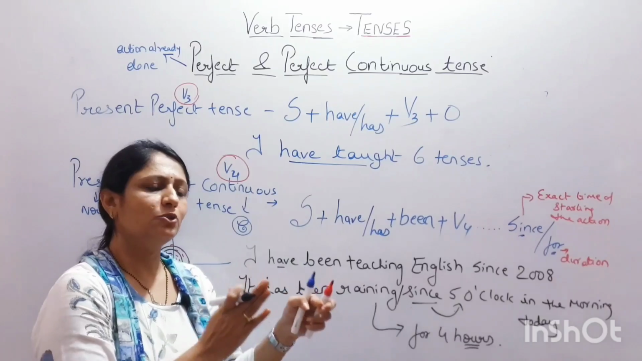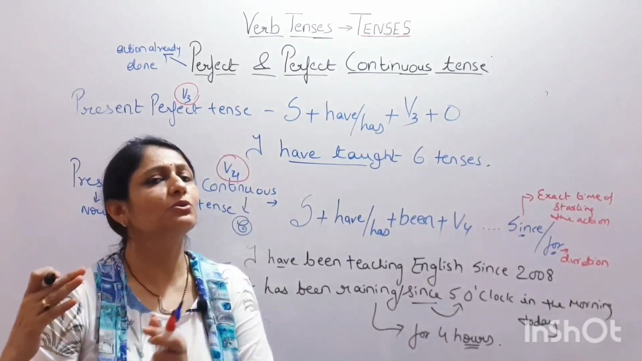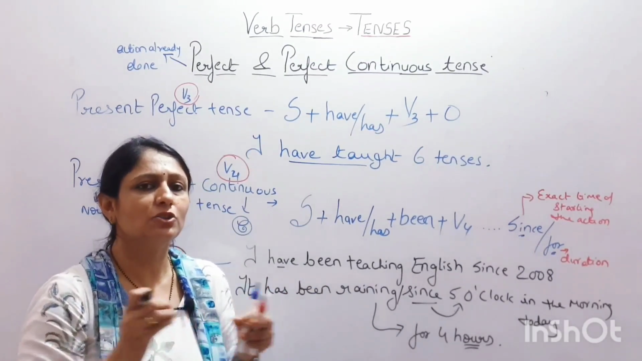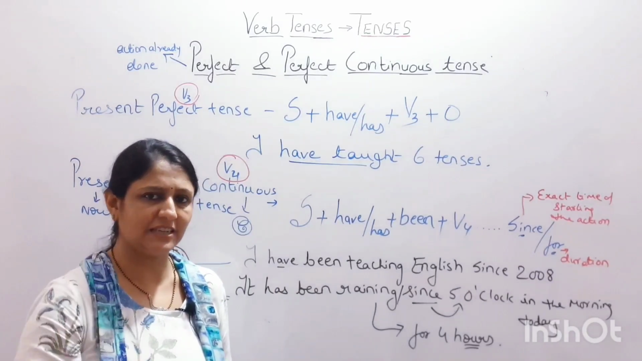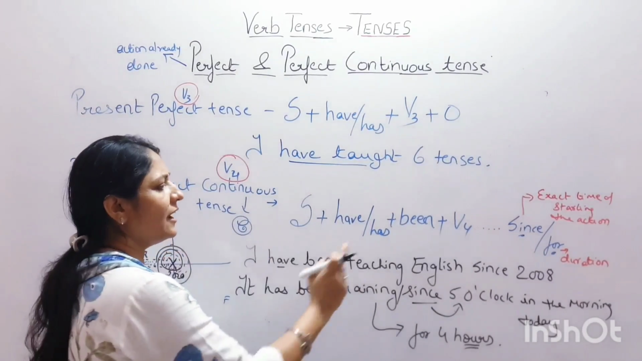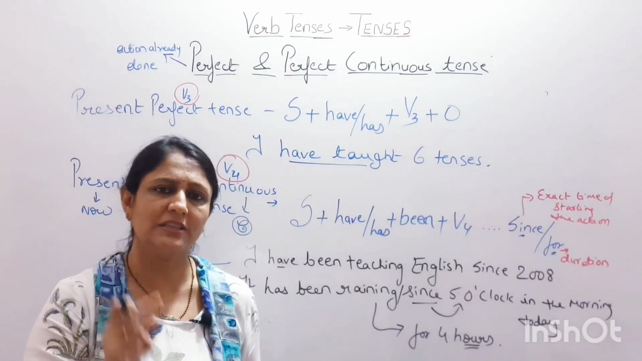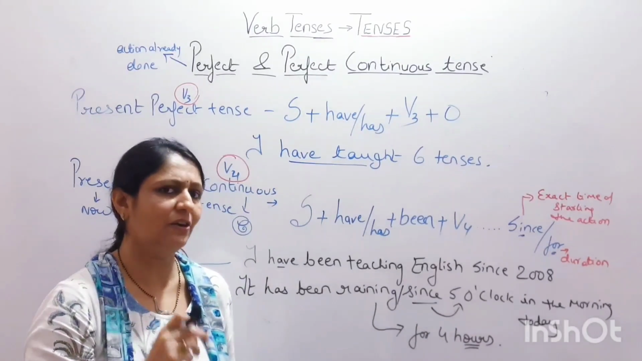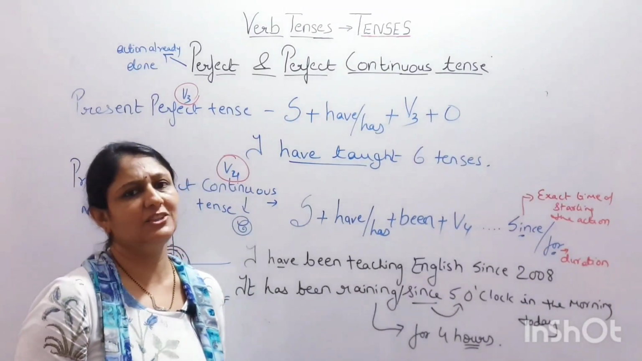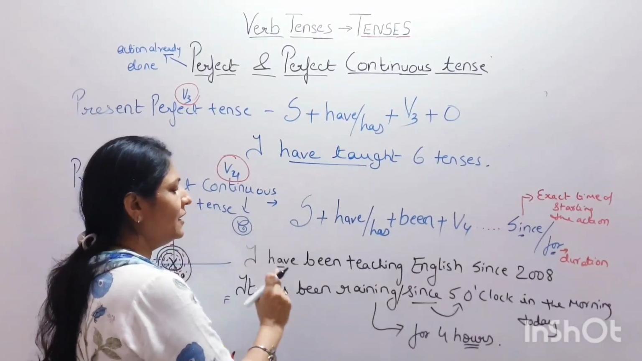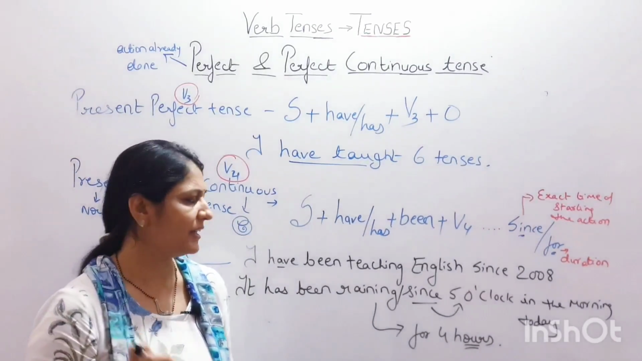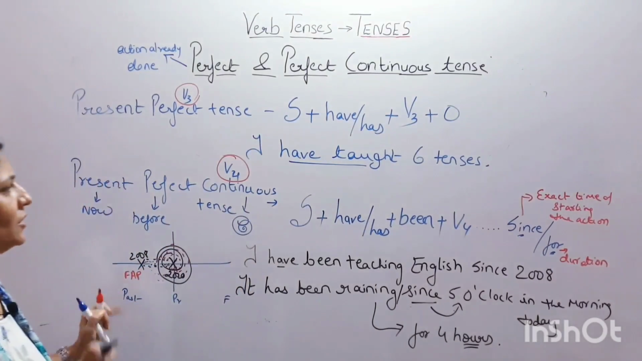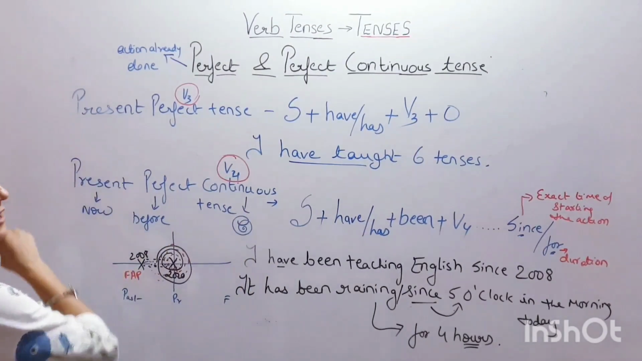10 years में 2-3 महीने कम भी हो सकते हैं, 2-3 महीने ज़्यादा भी हो सकते हैं. It is not exact, but when I mention the exact starting point of the action, then I have to use since, because here I am telling you the exact year from which I started teaching English. So it will always be I have been teaching English since 2008. So this is how we use present perfect continuous tense.